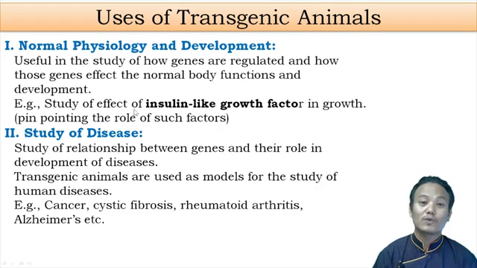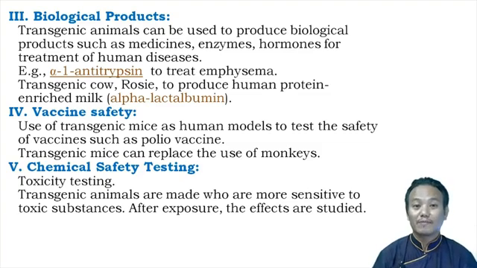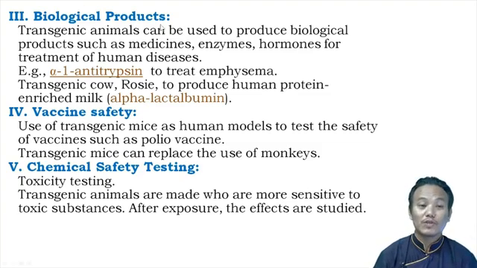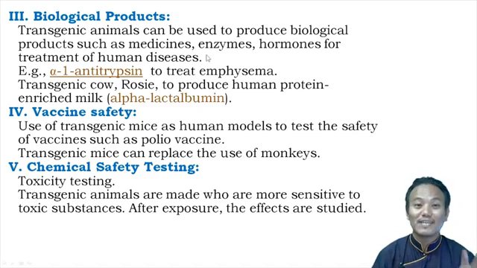So the second use of transgenic animals is in the study of human diseases or human genetic diseases. The third use of transgenic animals is for obtaining biological products. So transgenic animals can be used to produce biological products such as medicines, enzymes, hormones for the treatment of human diseases. We have already talked about genetically engineered insulin produced by genetically modified organisms such as E. coli. But E. coli is a bacteria, it's not an animal.